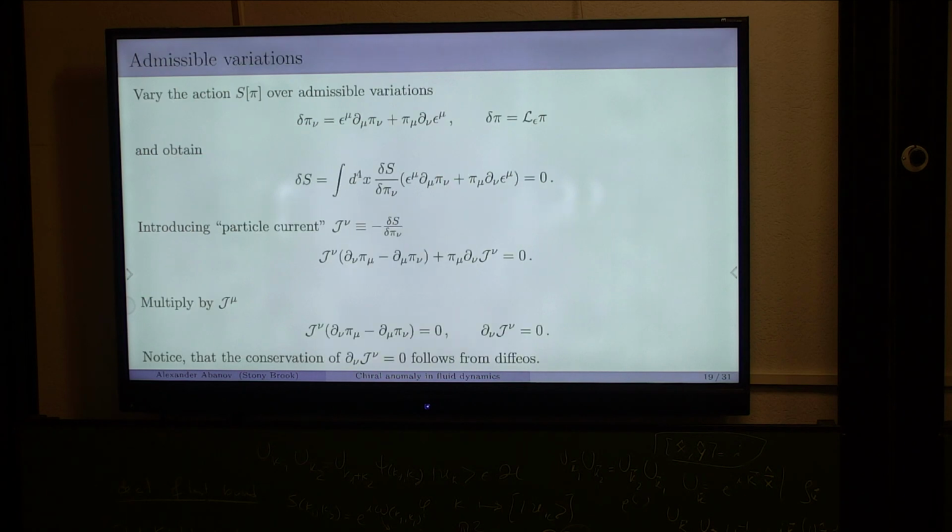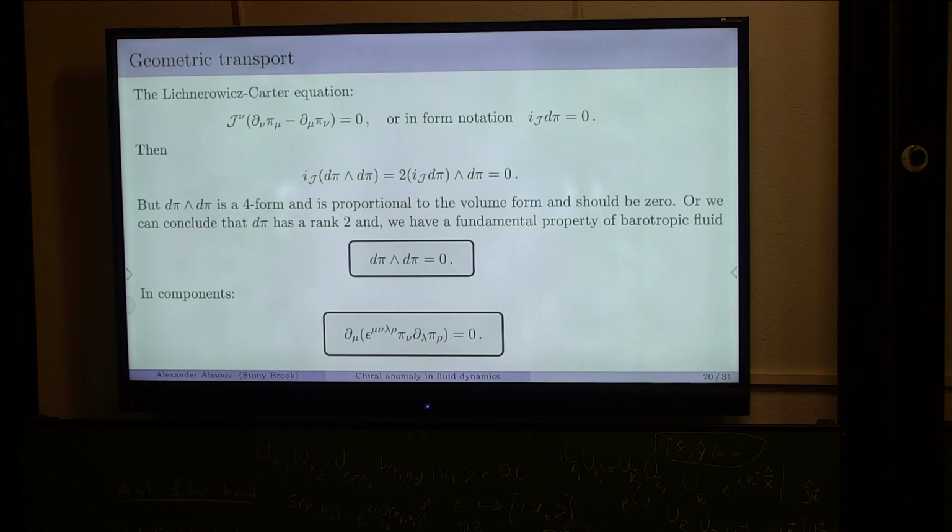So let me try to go back. My starting point was an arbitrary action as a function of pi, right? So I never used any particular shape. It can be with any number of derivatives, anything you want. The only condition is that it depends only on pi, that there are no other fields. And then from that, we derived conservation of helicity.